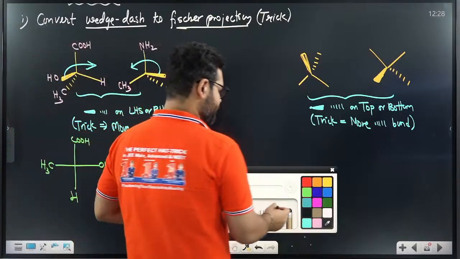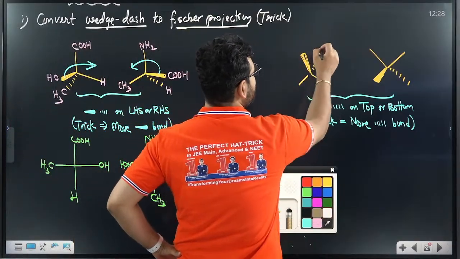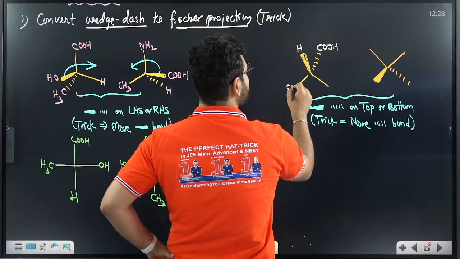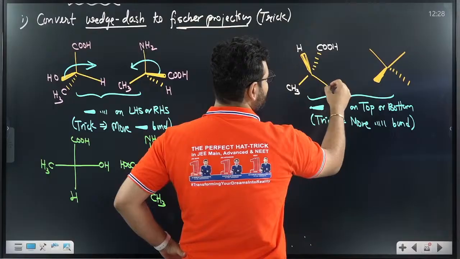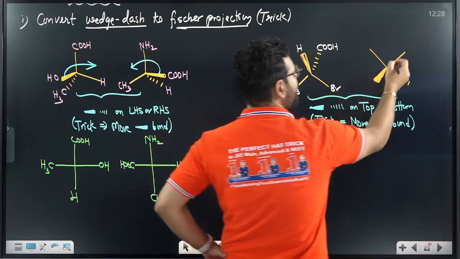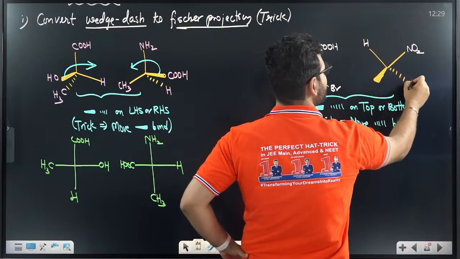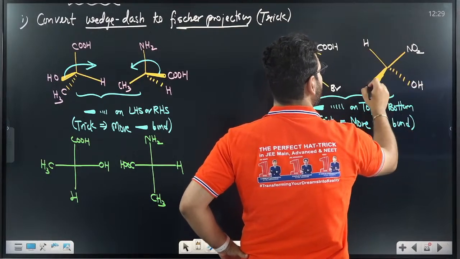Here, the opposite to do. Let's keep a COH here, a H here, a CH3 here, a bromine here, a NO2 here, a H here, an OH here, and iodine here.